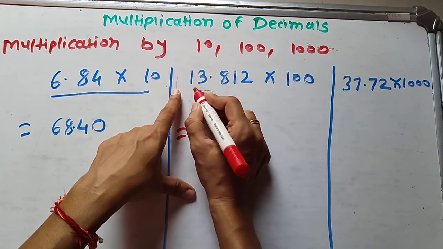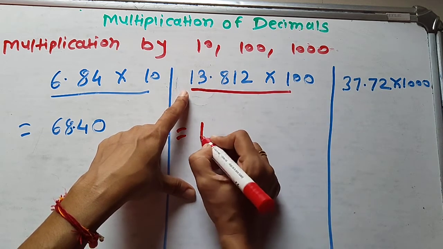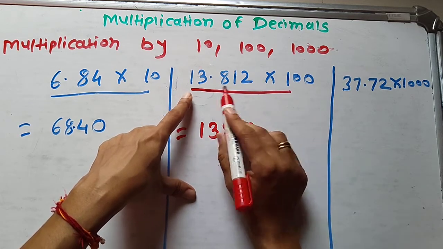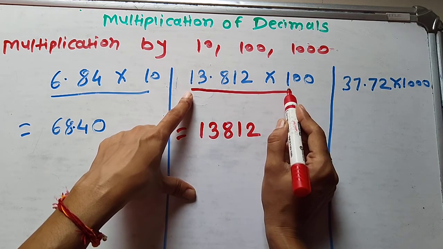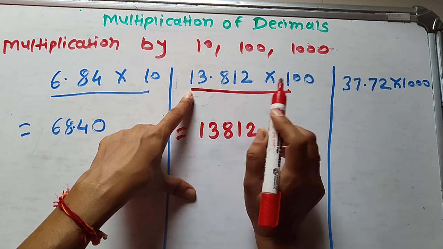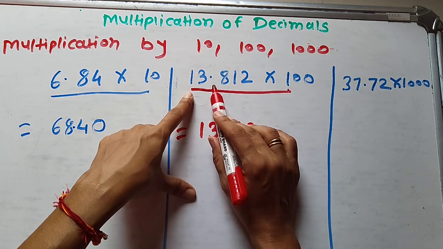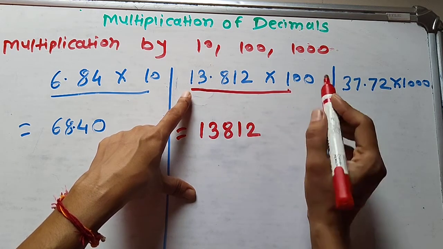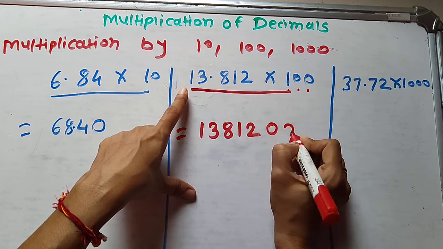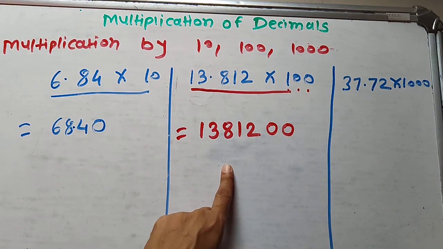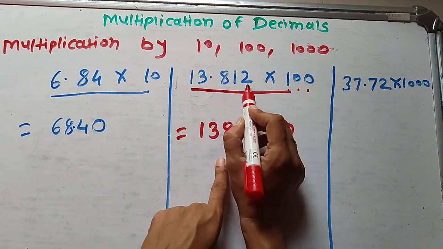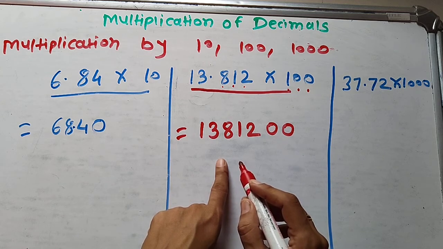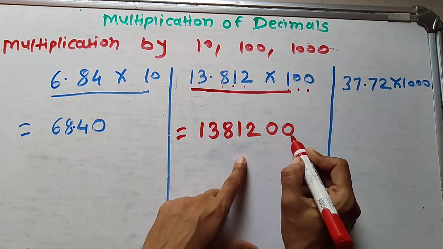Then see here, multiplication by 100. Okay, so first you ignore the decimal point. 13,812 ones are 13,812. When we multiply by 1, we get the same number again. So we get the same number again, 13,812, and how many 0s? You have to put 2 0s. So we get this number. Now you have to put the decimal point. 1, 2, 3. How many digits? 3 digits. Before 3 digits you have to put the decimal point.